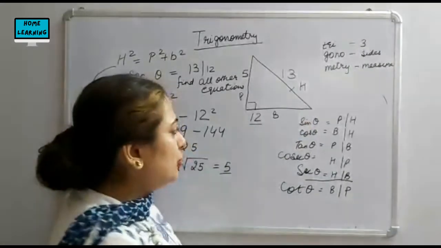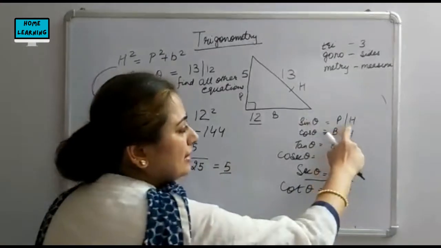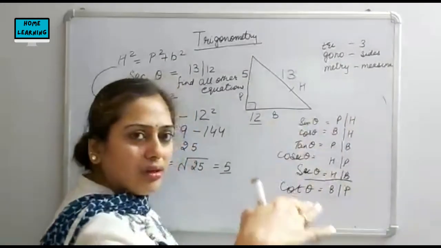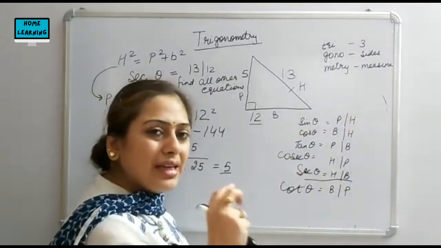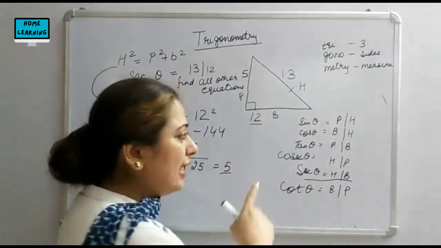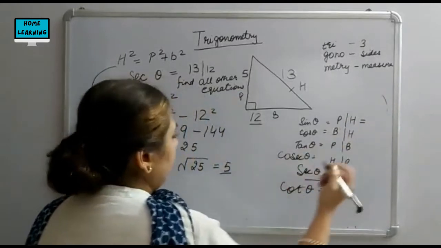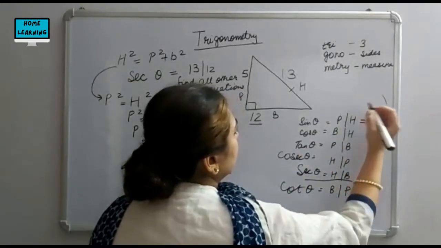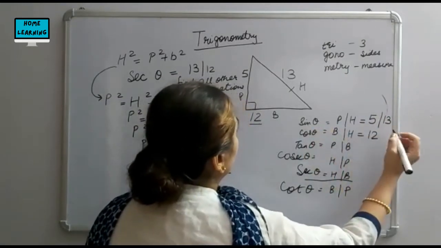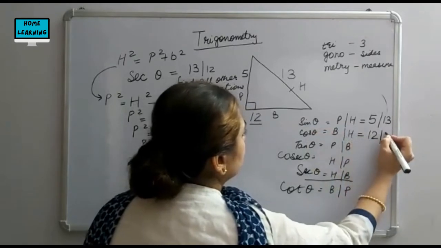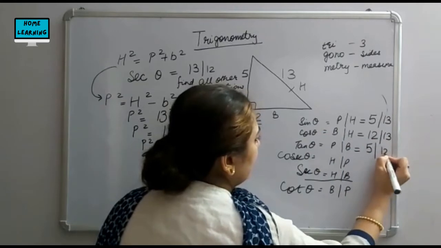This is very simple, you have to just keep putting the values. However, in your exam you have to write these formulae in front of you in the sheet to show to your teacher that yes, I know the formula and from where I have derived these answers. You will write sin theta is 5 upon 13, cos is 12 upon 13, tan is 5 upon 12.